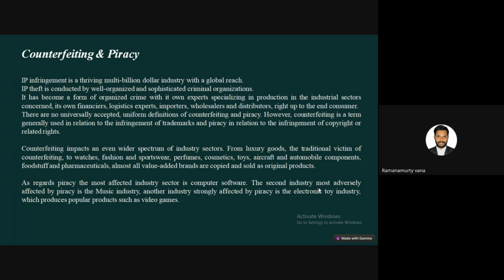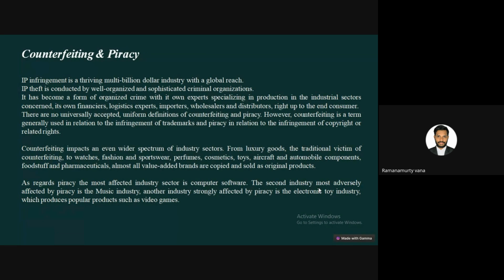So what are the activities which infringe intellectual property rights? There are two major ones: counterfeiting and piracy. IP infringement is a thriving multi-billion-dollar industry with a global reach. This IP theft is conducted by well-organized and sophisticated criminal organizations. It has become a form of organized crime with its own experts specializing in production in the industrial sectors concerned, its own financiers, logistic experts, importers, wholesalers, distributors, right up to the end consumer.